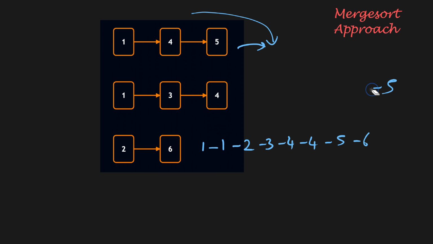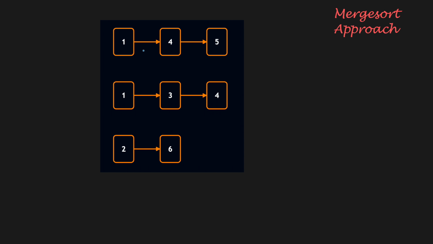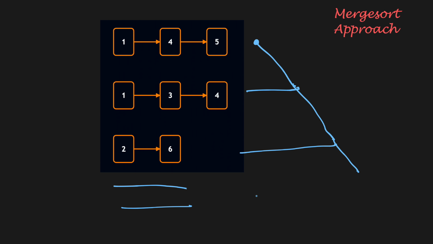Now the naive approach is slow because it merges the lists sequentially. So suppose we have more lists here. Then first we merge list 1 to answer. Then we merge list 2. Then we merge list 3. Then we merge list 4 and so on. And this creates a long chain of merging operations equal to the number of lists.